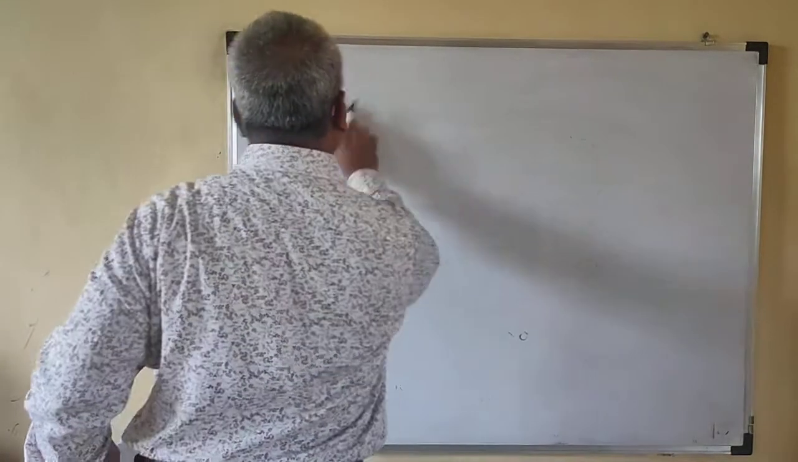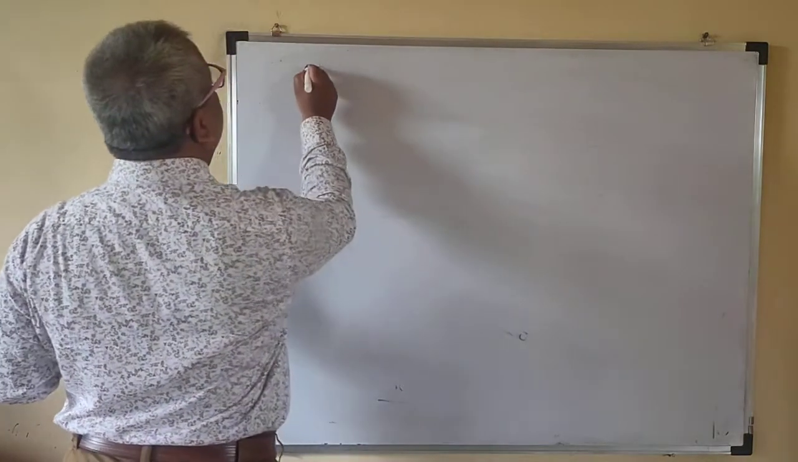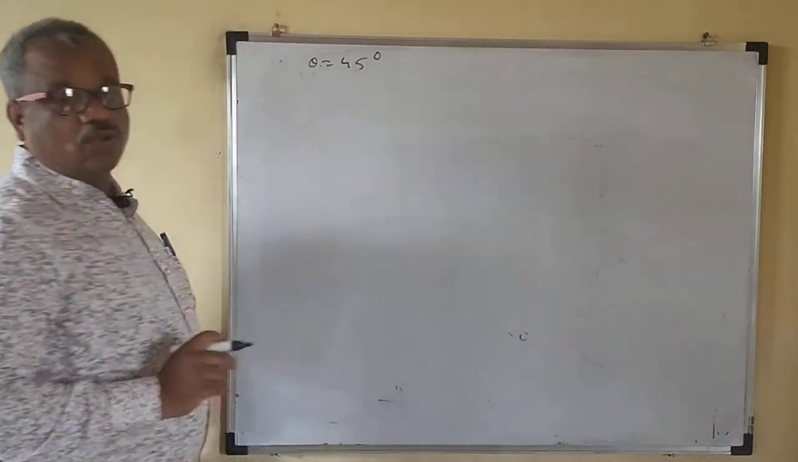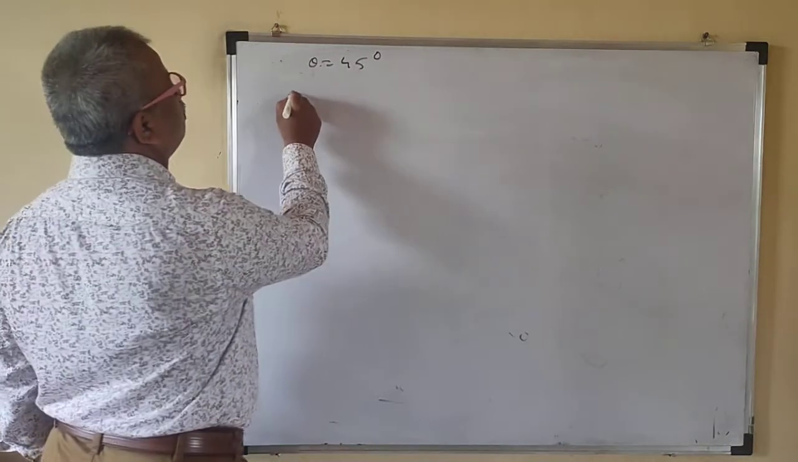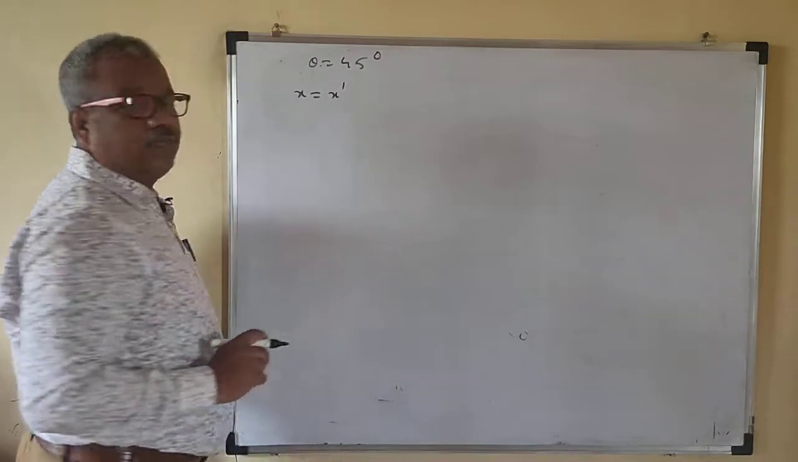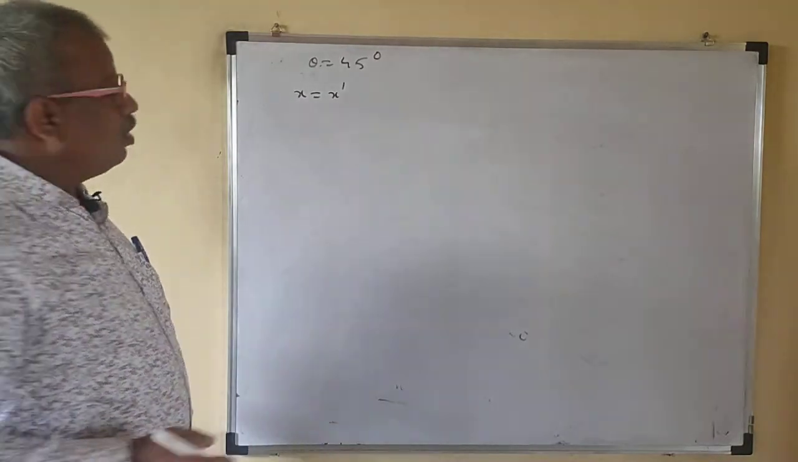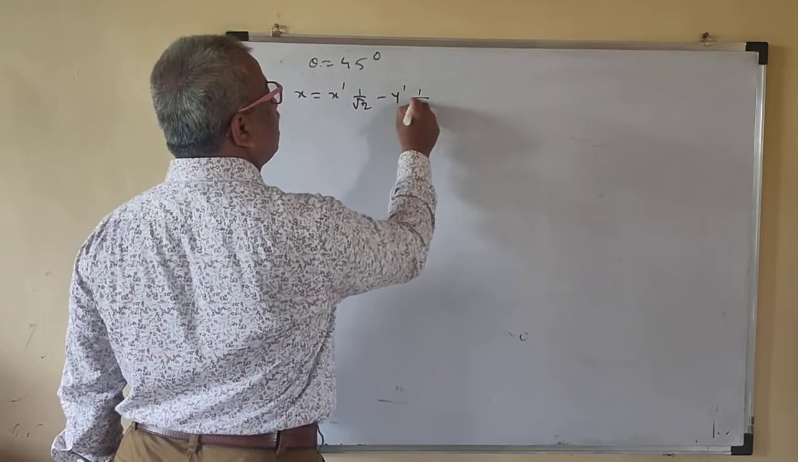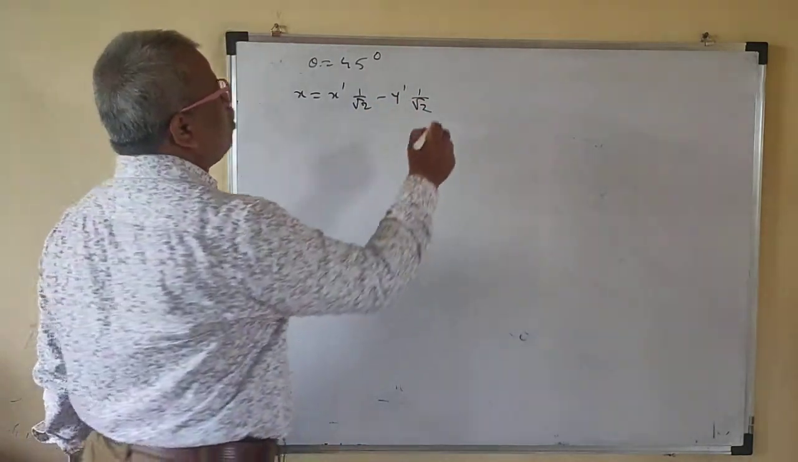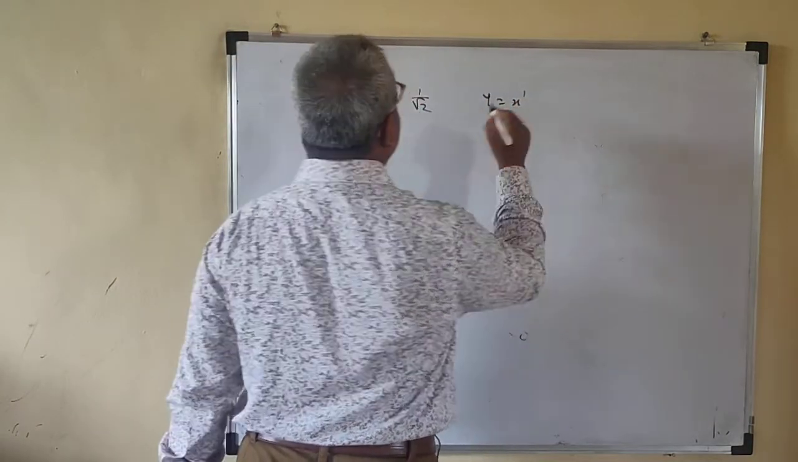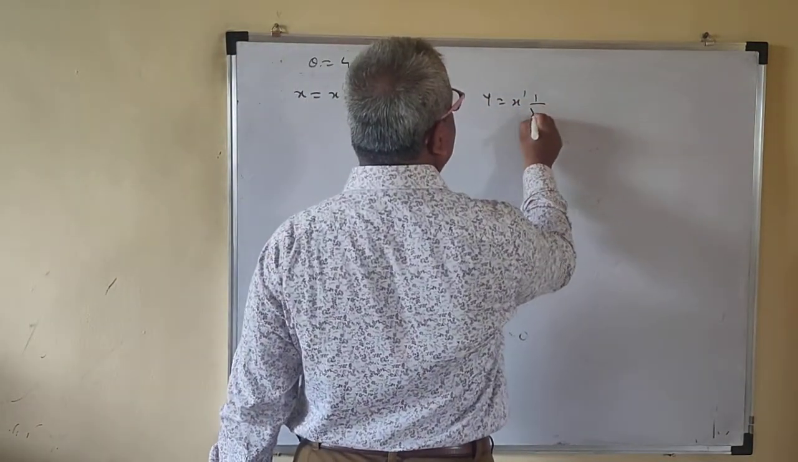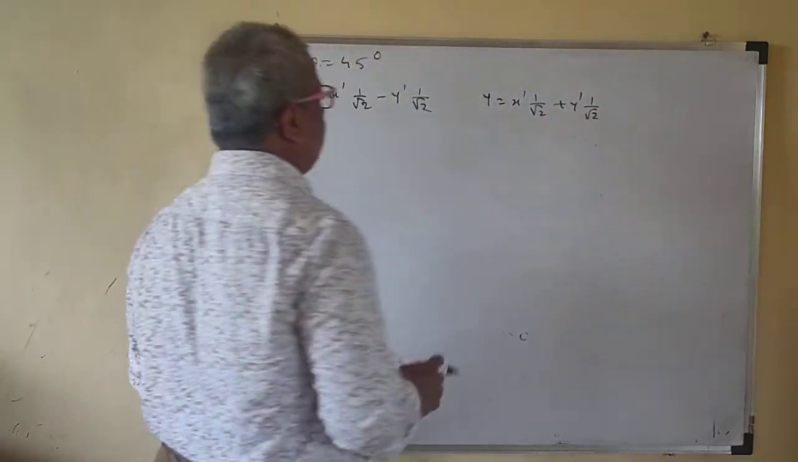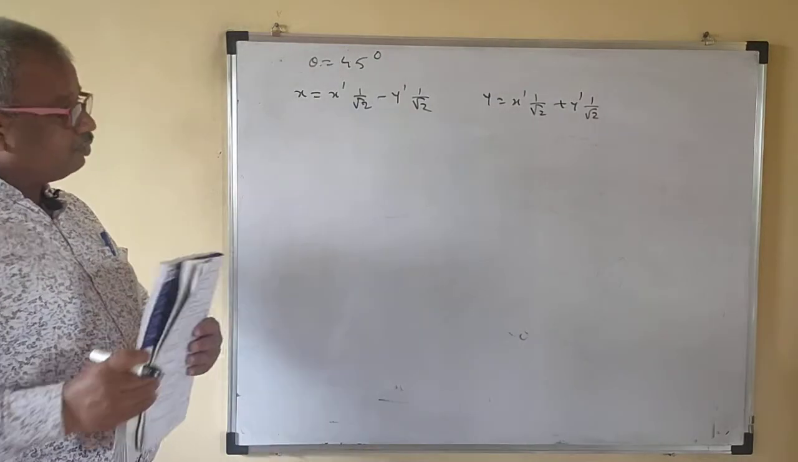Okay, now suppose theta is 45 degree, and we want the equations of the rotation. So x is x prime cos theta, which is 1 by root 2, minus y prime sin theta, which is again 1 by root 2. And y is x prime sin theta, that is 1 by root 2, plus y prime cos theta, that is 1 by root 2.